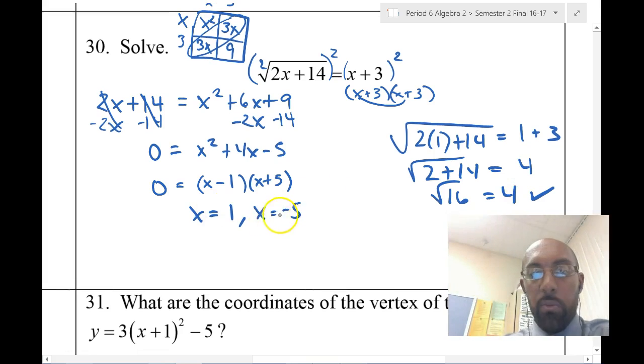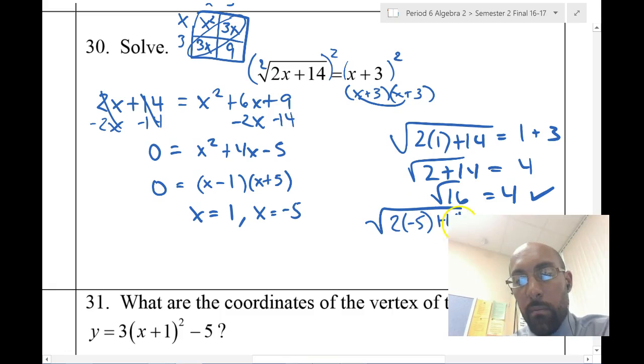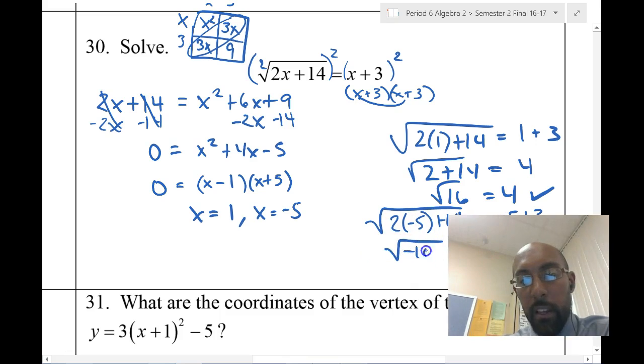There's a good chance this one's not going to work. Who knows, I might be wrong. So now 2 times negative 5 plus 14, is equal to negative 5. I'm about to eat my words. I think this does work. So 2 times negative 5, that's negative 10 plus 14. Negative 5 plus 3 is negative 2.